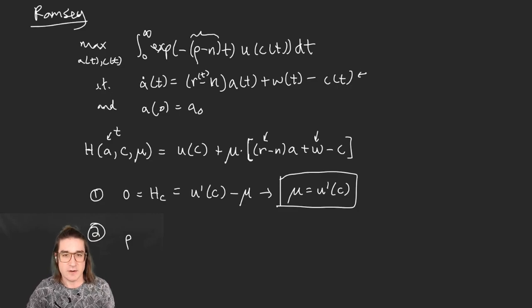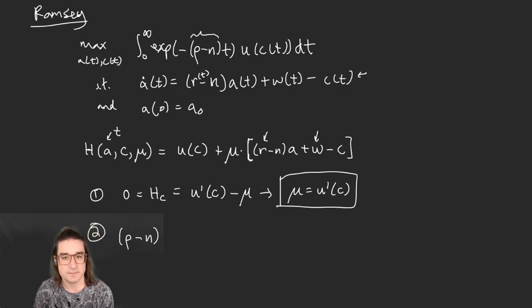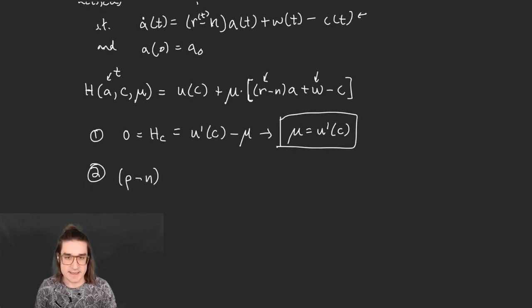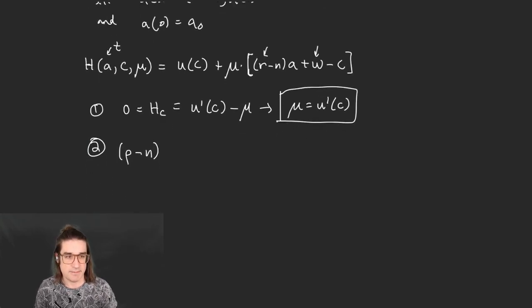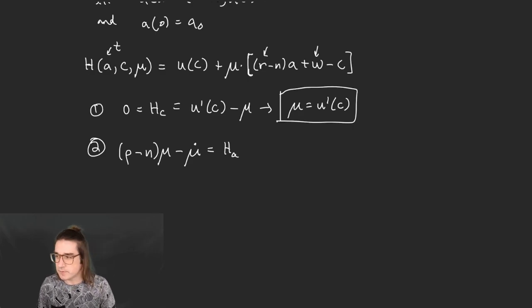So our discount rate is really rho minus n in the objective function. Our rate of pure time preference is always rho, but the thing in the exponential is rho minus n. So when we write this condition, we need to write whatever is in the exponential. That's going to change sometimes depending on normalization. So just be wary that it's not always just rho, it's whatever is in the exponential of your objective function. So rho minus n times mu minus mu dot is going to be equal to h_a.